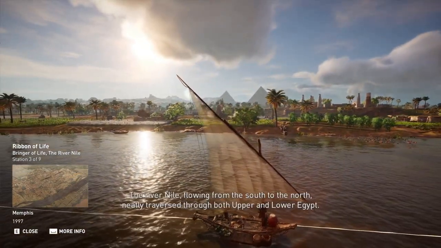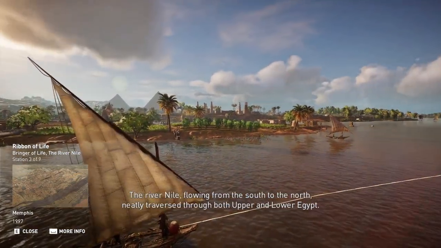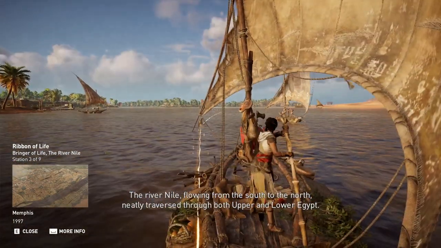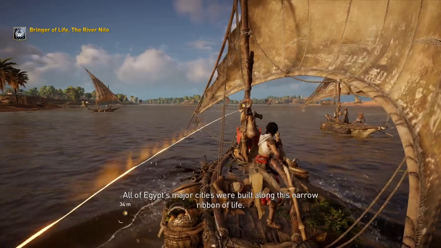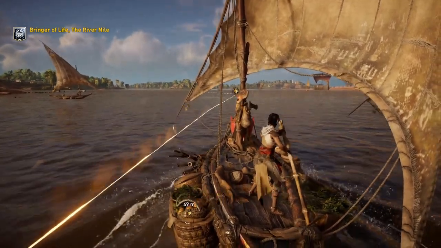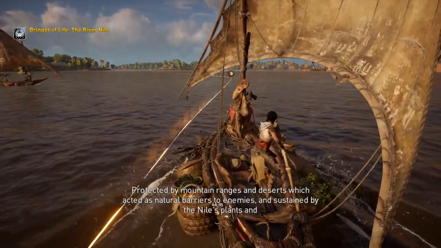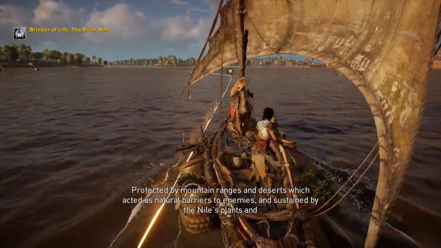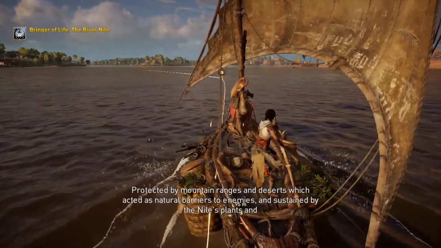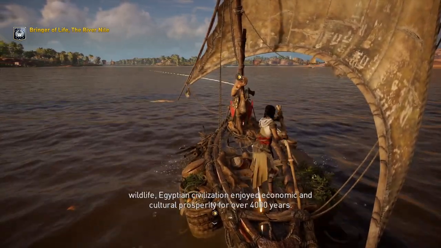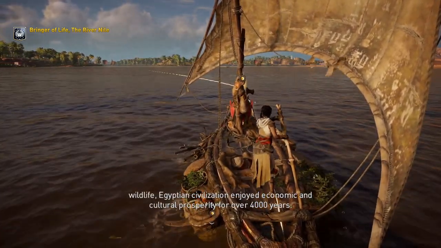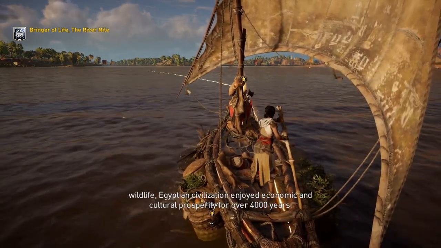The River Nile, flowing from the south to the north, neatly traversed through both Upper and Lower Egypt. All of Egypt's major cities were built along this narrow ribbon of life. Protected by mountain ranges and deserts, which acted as natural barriers to enemies, and sustained by the Nile's plants and wildlife, Egyptian civilization enjoyed economic and cultural prosperity for over 4,000 years.